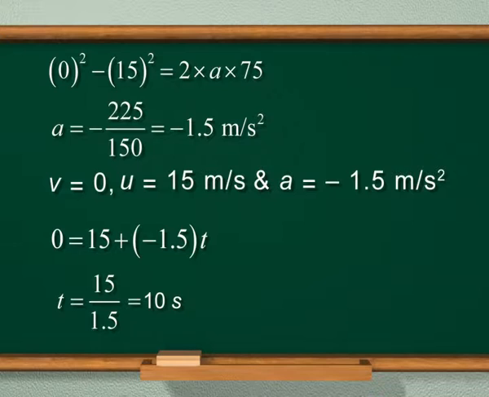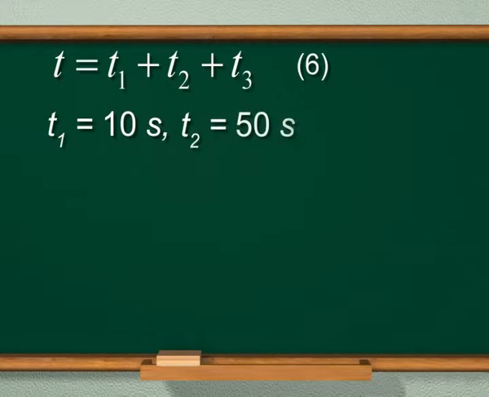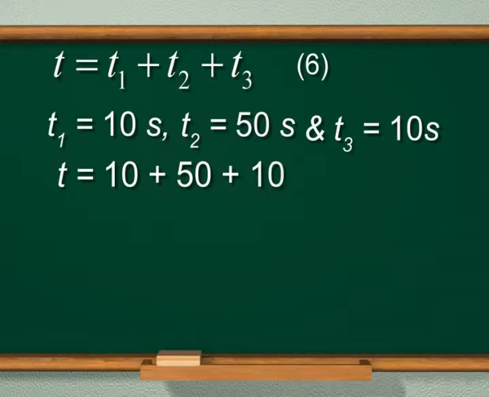Hence, the total time taken by the car to cover all the three parts of the motion is t equal to t1 plus t2 plus t3 as equation 6. Here, t1 is equal to 10 seconds, t2 is equal to 50 seconds and t3 is equal to 10 seconds. On substituting the values of t1, t2 and t3 in this equation, we get t is equal to 10 plus 50 plus 10, which is equal to 70 seconds.